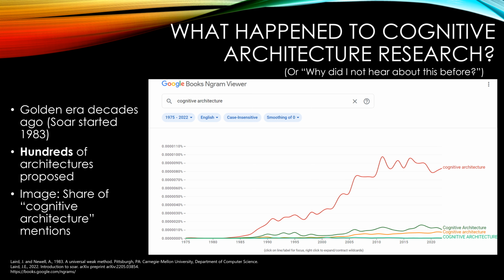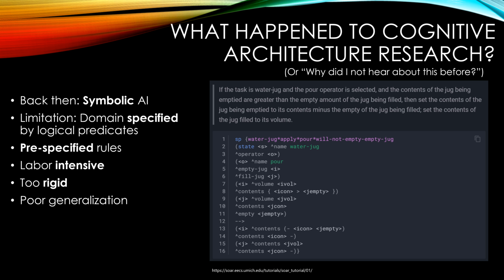Why? Remember that back then, symbolic AI was the dominant paradigm of AI research. Cognitive architectures were limited to domains that can be specified by logical predicates. Also, they require many pre-specified rules to function. An example would be the image on the right from the SOAR tutorial on solving a problem where, given jugs of different volumes and the option to fill any jug or pour water from one jug to another, find a way to arrive at a specific volume in a specific jug.